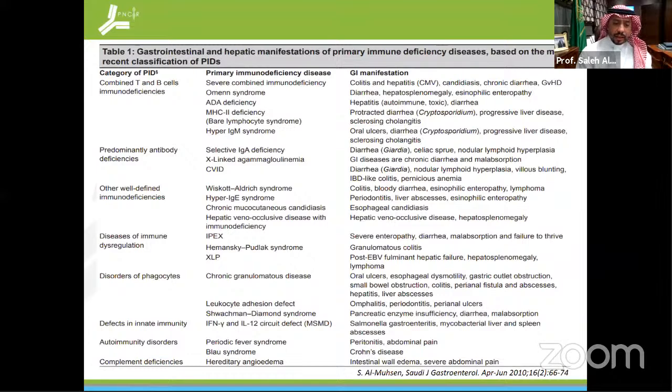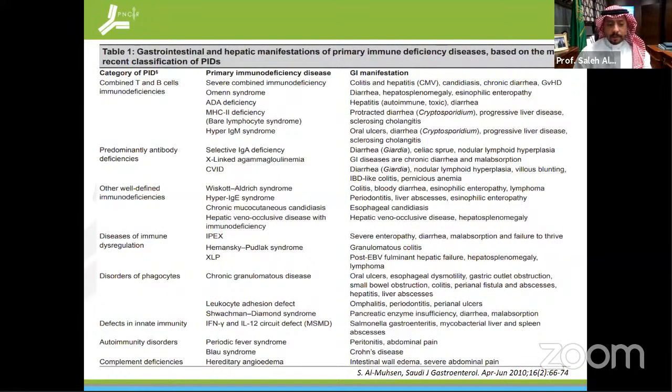A special type is what we call very early onset IBD, for example as found in patients with IPEX, which is a disease of immune dysregulation where patients present with severe enteropathy, diarrhea, malabsorption, and failure to thrive. Again, patients with Hermansky-Pudlak syndrome can present with colitis. Patients with XLP can present with fulminant hepatic failure secondary to EBV infection, or can even be predisposed to lymphoma.